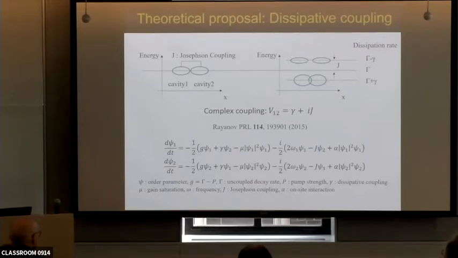And here's the simplest model you can write down for this system, with psi1 and psi2, the order parameters of the two sides. We have a gain and a loss, the coupling between the two, and the nonlinearity, the onset nonlinearity. Except here, now all these three terms become complex. And in particular, we have the coherent Josephson coupling and this dissipative coupling.